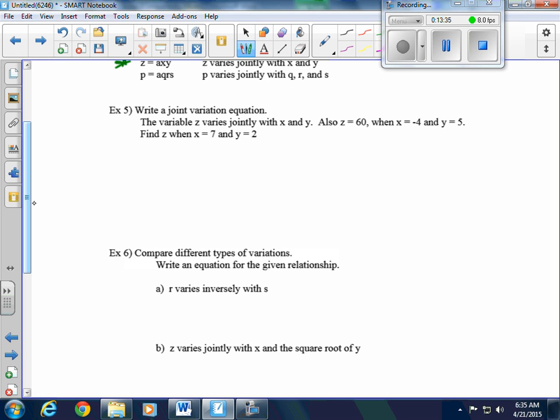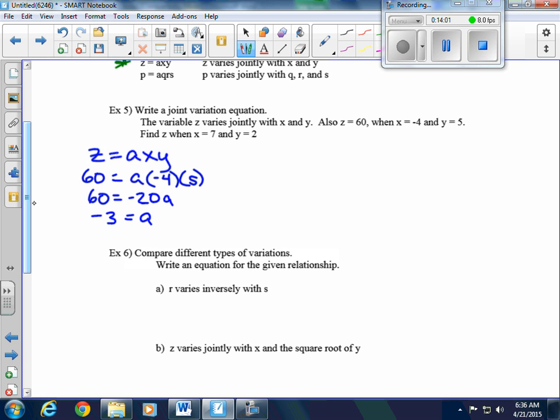It says Z varies jointly with X and Y. So I'll write Z varies jointly with X and Y. Also, we know that Z is 60, X is negative 4, and Y is 5. So we're going to plug in our numbers, 60, negative 4, and 5. And once again, we're going to solve for A. So 60 equals negative 20 over A. So A equals negative 3.